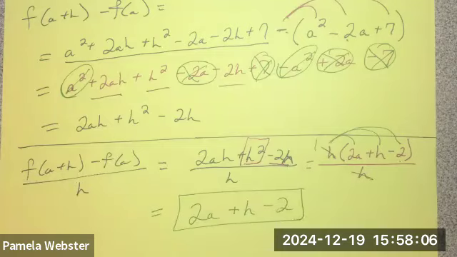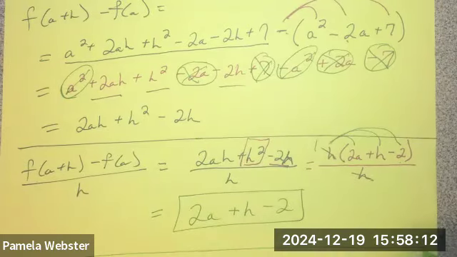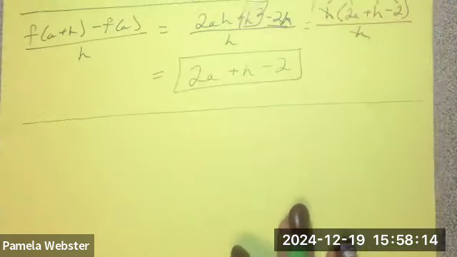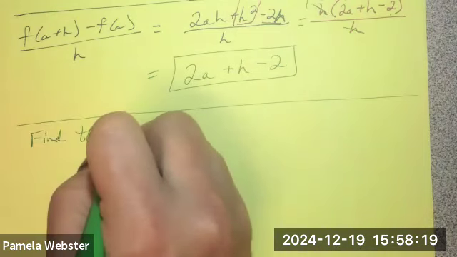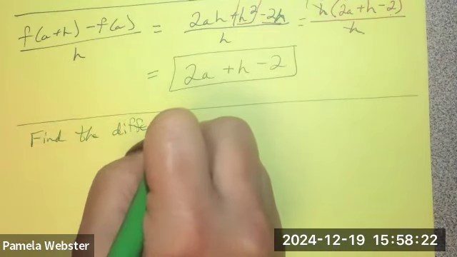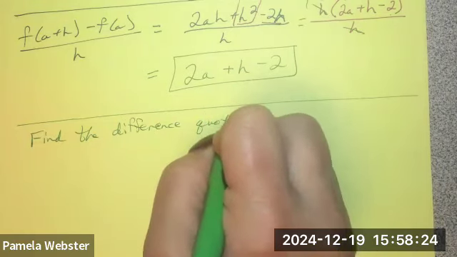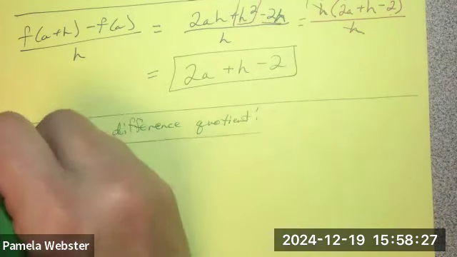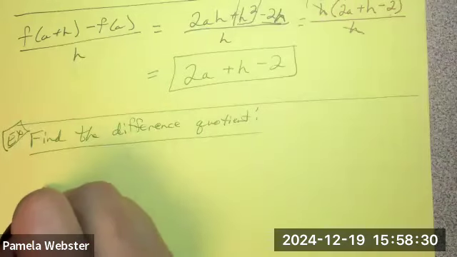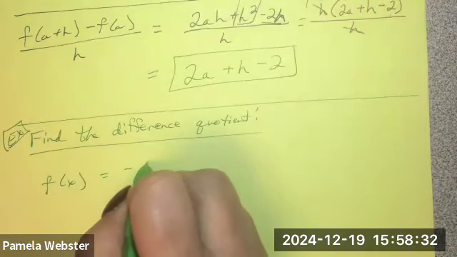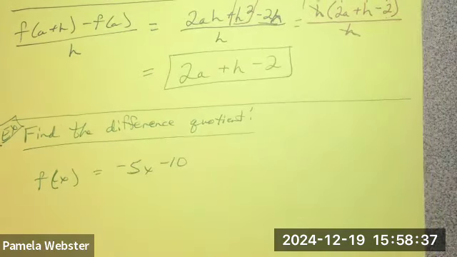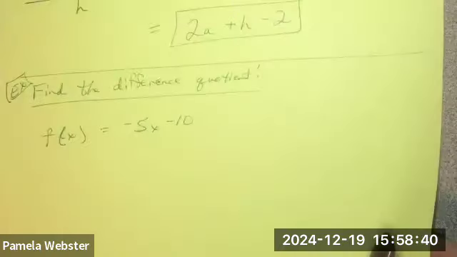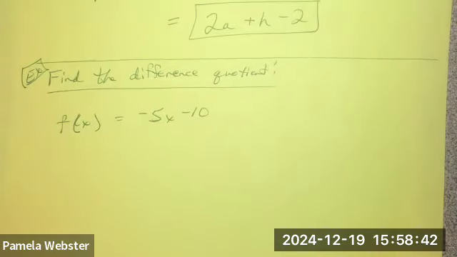All right, I've got one more to give you, and you can work on it on your own, and then I will just work it real fast. So if you want to push pause, then go ahead and push pause. It says find the difference quotient. And your function is f of x equals negative 5x minus 10. And I'm just going to say there's a lot of negatives in that, so watch out for it. So you go ahead and push pause.